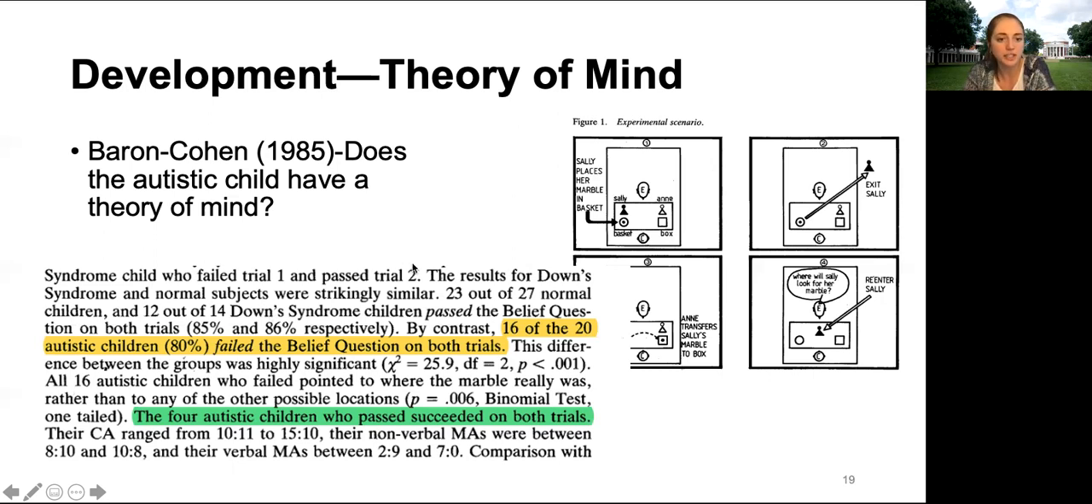And additionally, in the other groups, there wasn't perfect performance among the typically developing or Down syndrome children either, suggesting that theory of mind challenges also aren't unique to autism.